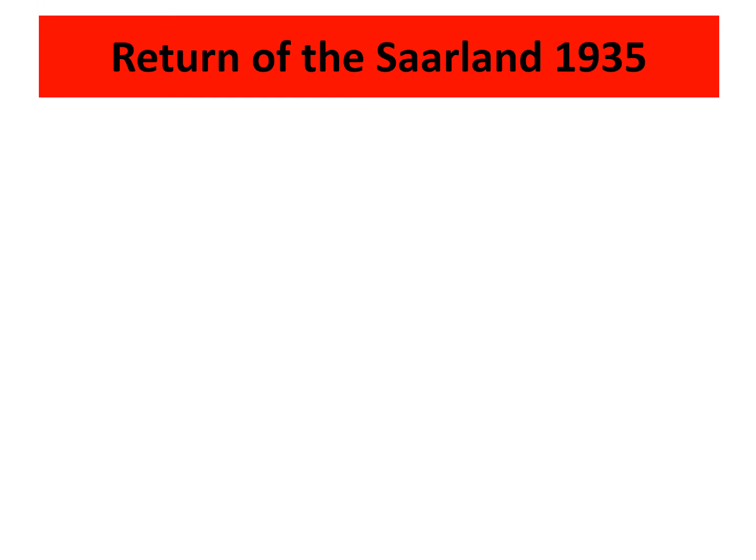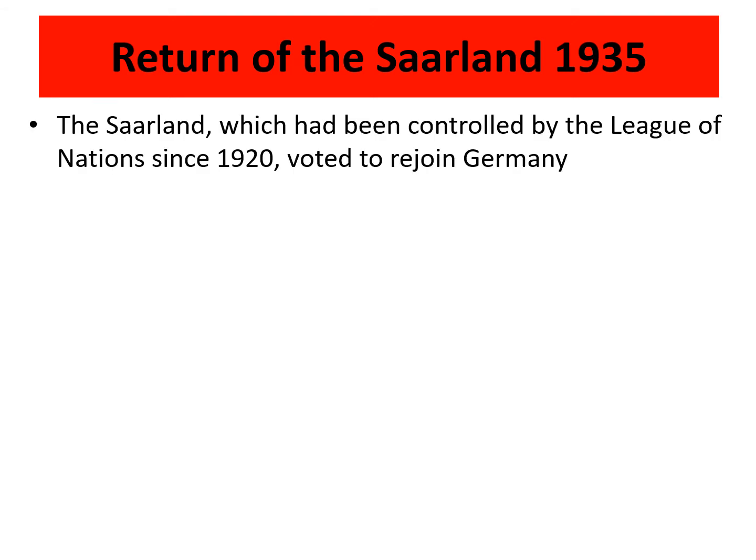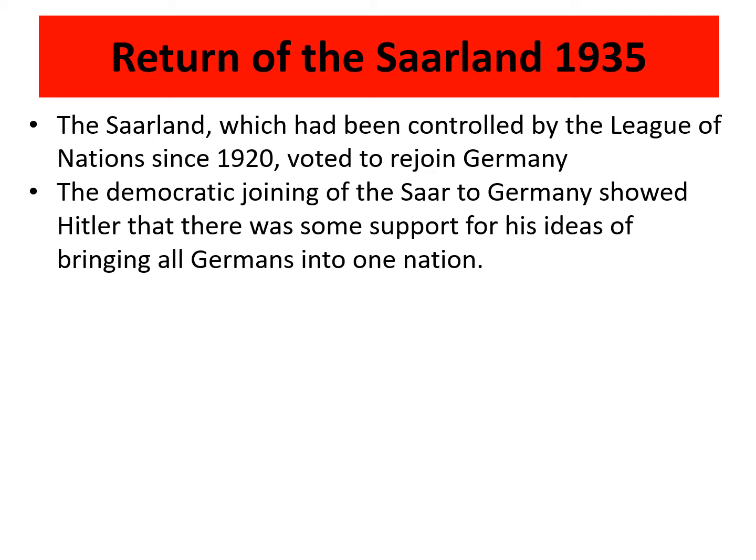Okay, return of the Saarland. Is this a box? This isn't a box, okay? But it's worth, so you'd have to take notes on it, but it's worth reading. So the Saarland is an area that had been controlled by the League of Nations, and it's right next to Germany, since 1920. But in 1935, the Saarland actually held a very decent vote. Nobody was messing with it, nobody was forcing them, and they actually voted that they wanted to join with Germany. The democratic joining of the Saar to Germany showed Hitler that there was some support for his ideas of bringing all Germans into one nation.